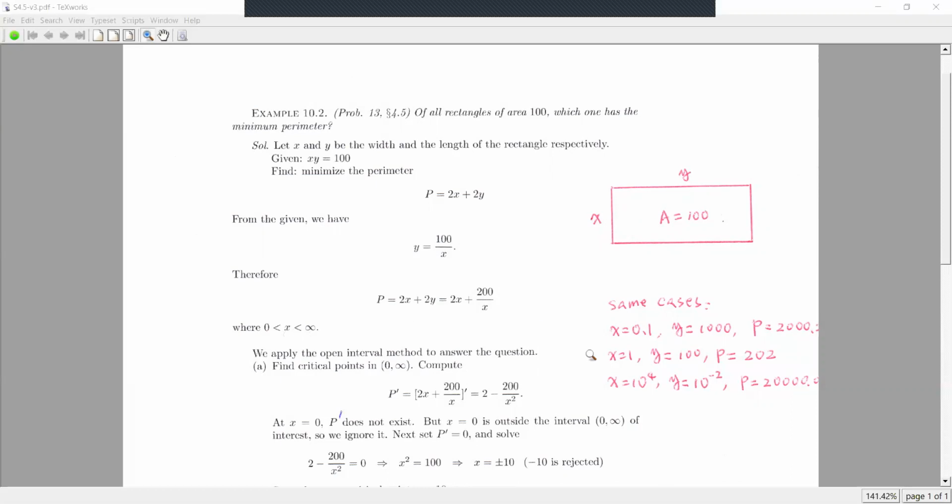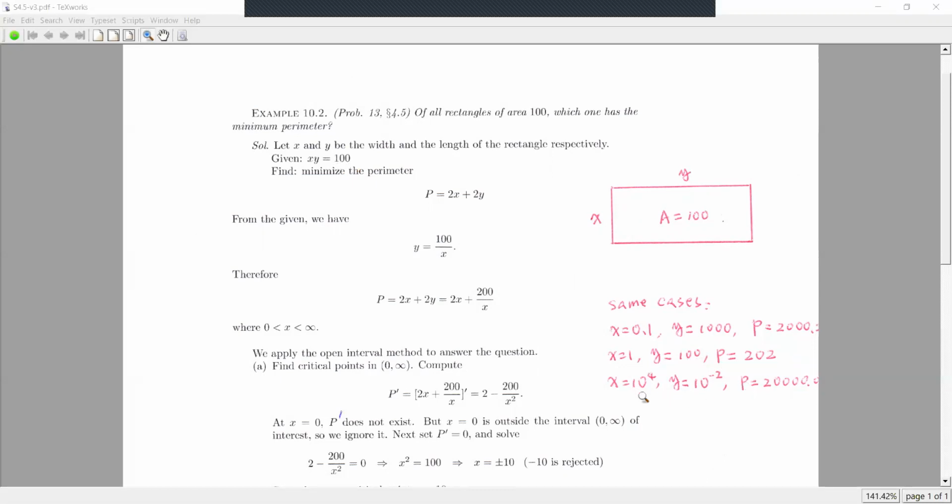For example, x can be a very small number, say 0.1. To keep area 100, y has to be 1000. For this rectangle, the perimeter is this number. x can be 1. 1 is not small, not large. To keep the area 100, y has to be 100. For this rectangle, its perimeter is 202.